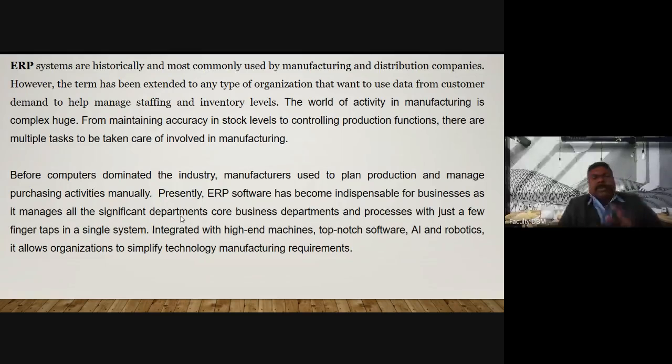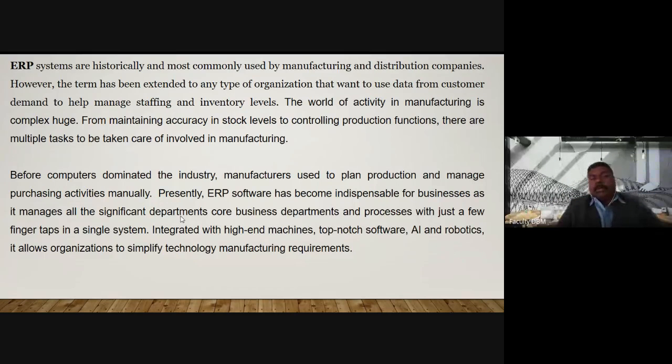Before computers dominated the industry, manufacturers used to plan production and manage purchasing activities manually. The computers were there in the 1960s, and slowly computers came in during the 1980s. So we can see MRP2 software, and Oracle has come out with some software, and the ERP system is very huge and robust. Presently, ERP software has become indispensable for business. Every organization is using this.